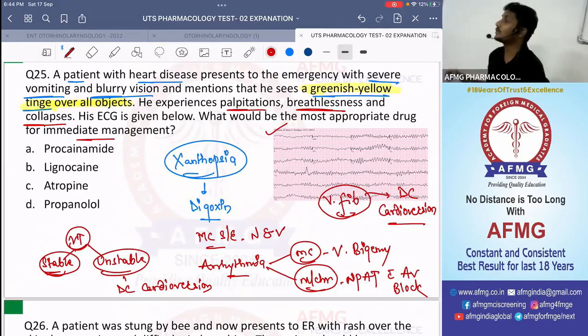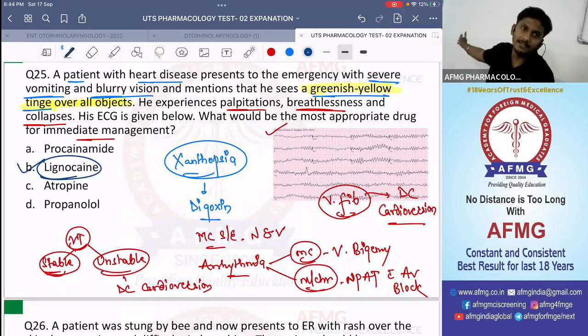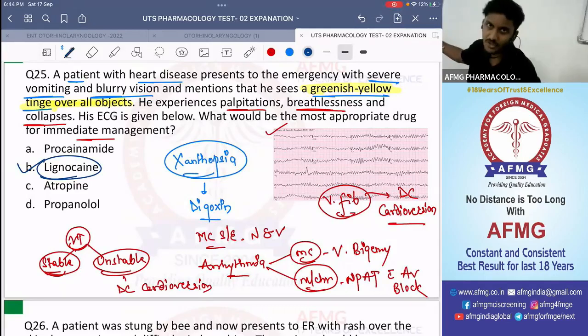But as that is not an option, the second best answer that we need to mark as a drug is only lignocaine. It is the drug of choice, but not in an unstable patient. Here the ECG does not confirm it is a stable patient. The ECG is of ventricular fibrillation, meaning the patient is definitely unstable. Blood pressure would be around 40.